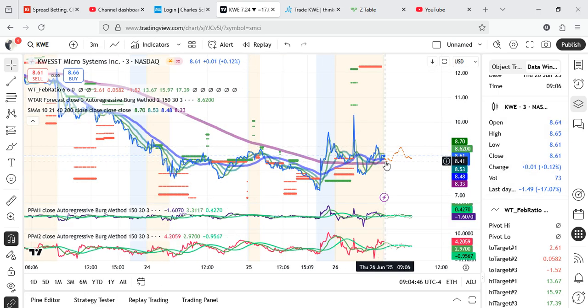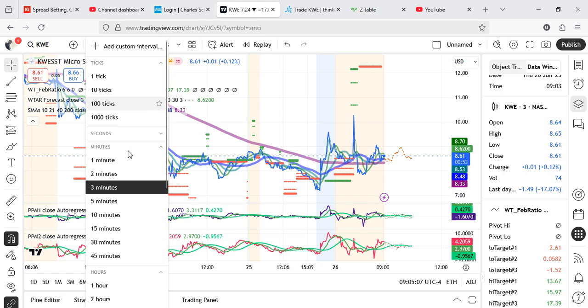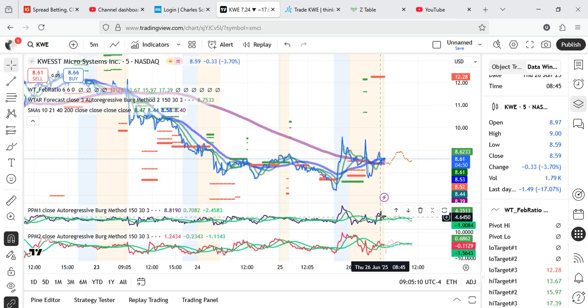On the 3-minute chart, let's see what's going on. We have downward projections and upper projections: 13.67, 15.97, 17.39. So the 3-minute chart is projecting even higher prices that are higher than even the intraday high of around $16. Same here on the 5-minute chart: we have 12.28, 13.67, 15.97, 17.39. So the stock is trending right now.